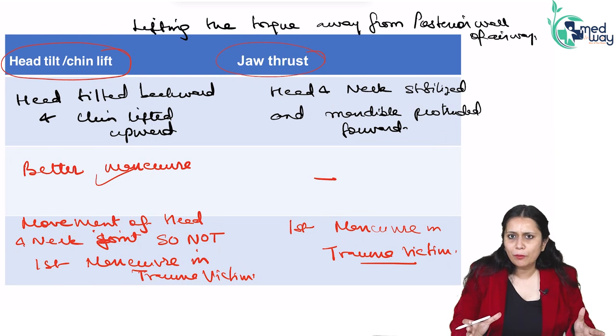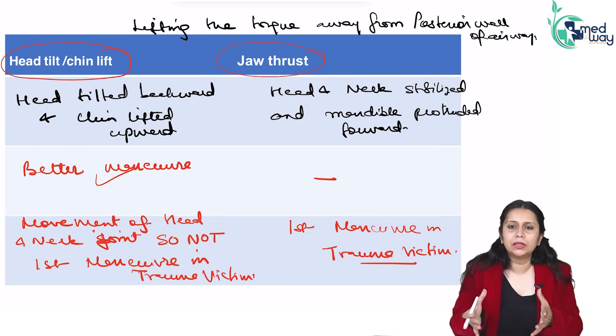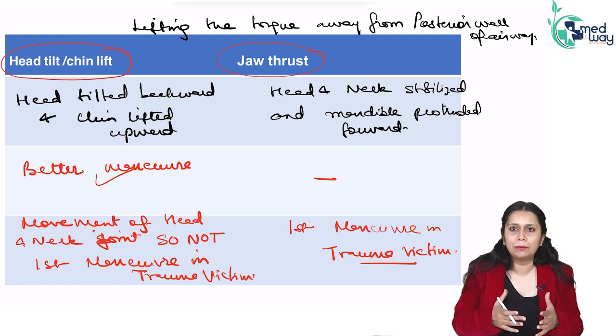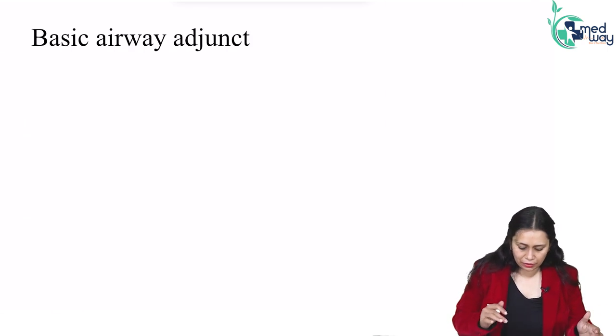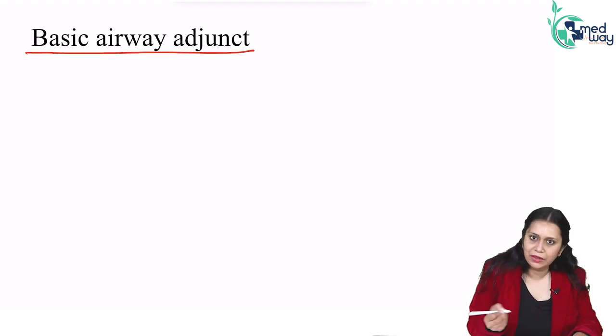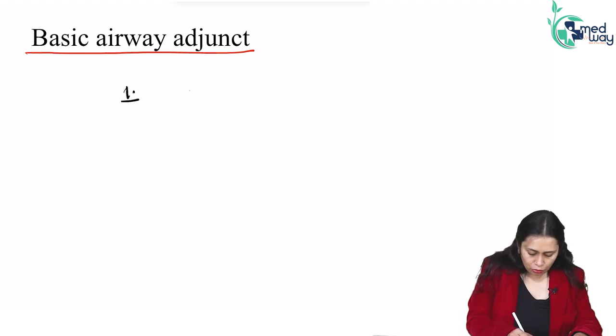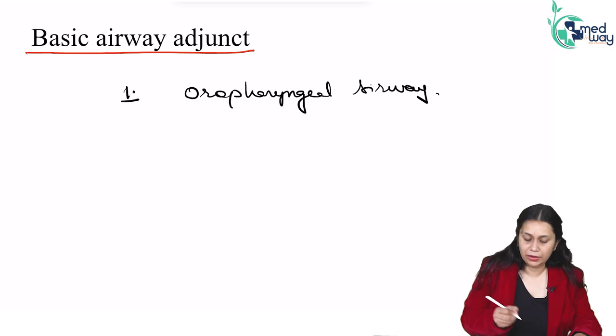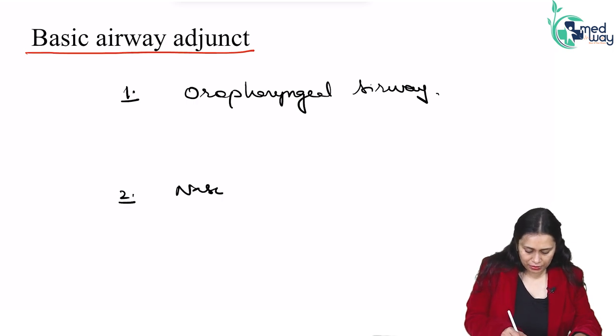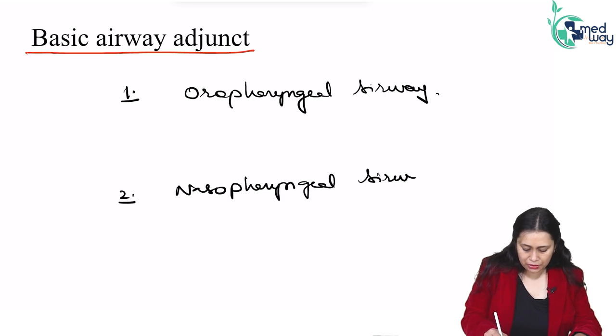Now, once we have opened the airway, we cannot keep on holding the victim. So we need some airway adjunct to help us. So now comes the role of your simple basic airway adjuncts, the oropharyngeal and nasopharyngeal airway. So let us talk about basic airway adjuncts. In this, two devices are what we need to discuss: the oropharyngeal airway and your nasopharyngeal airway. Okay. So again, a lot of clinical questions can be asked.